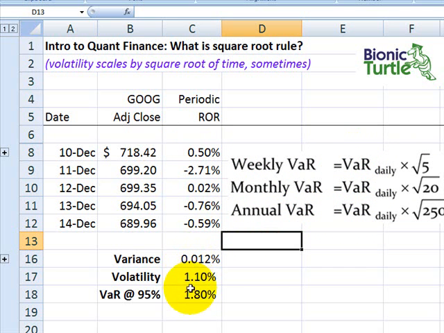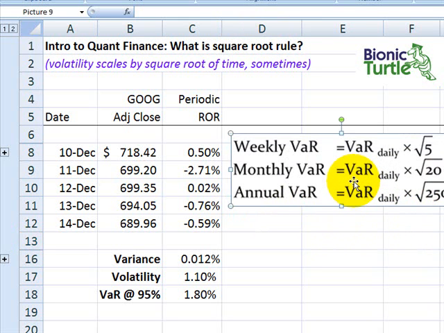There's a linear relationship here, so I could be talking about either volatility or value at risk. If we take a daily VaR and want to scale it over a 5-day work week, we multiply by the square root of 5. We want to take a daily VaR and scale it into a monthly VaR based on 20 trading days. We multiply by, that's right, the square root of 20. And if we want to take a daily VaR under an assumption of 250 trading days to get to an annual VaR, we multiply it by the square root of 250.